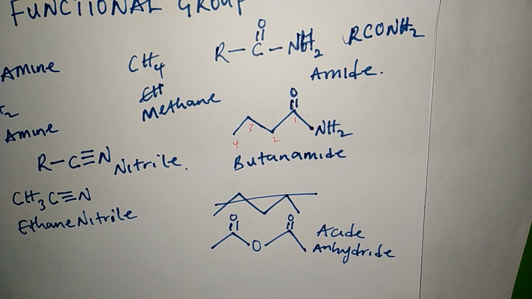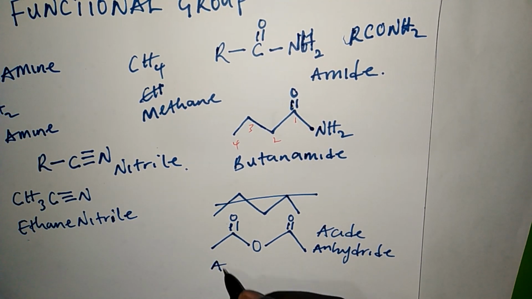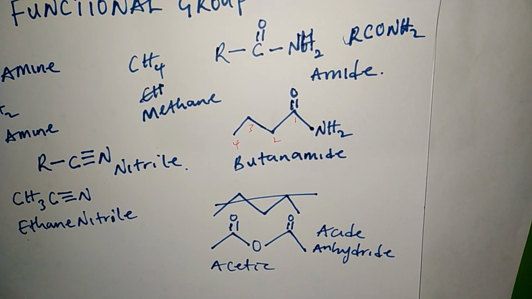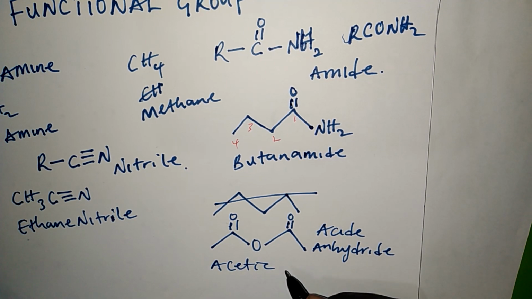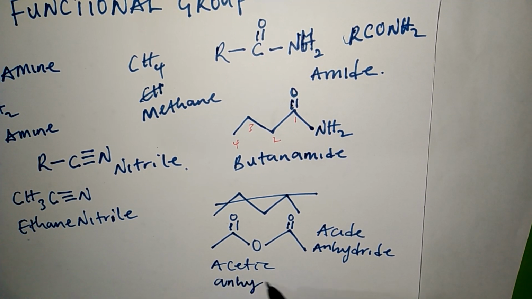This is acid anhydride. The particular name for this acid anhydride is known as acetic anhydride. It's similar to ethyl. It has two carbon chains. You see, two carbon chains, 1 2, 1 2. So it's acetic anhydride.